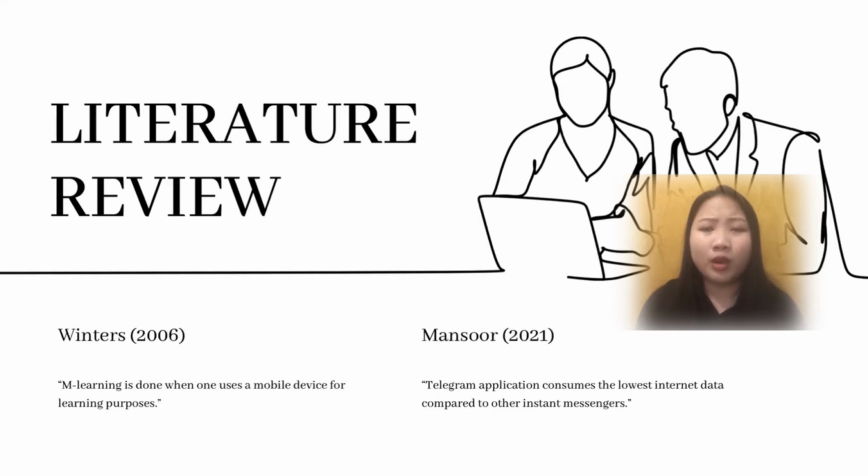teaching faces a big problem, which is poor internet connectivity. Live conferencing platforms, although very helpful, demand high usage of data, so a lot of students struggle with virtual learning. Teachers then tried text messaging applications, which needed less data compared to other big platforms, hence the term M-learning or mobile learning was created. Winters defined M-learning as when one uses a mobile device for learning purposes. Mansour states that the Telegram application consumes the lowest internet data compared to other instant messengers or text messaging applications.